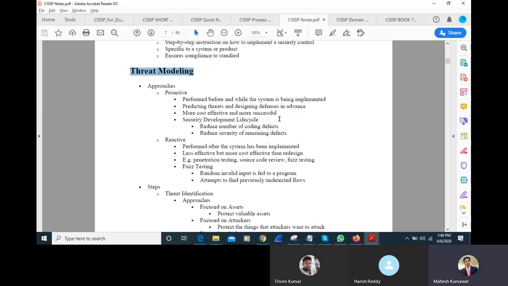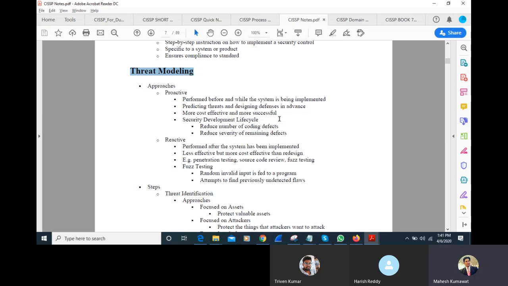Okay, so the proactive approach is performed before and while the system is being implemented. Before anything happens, you have to perform actions: predicting threats and designing defense in advance. It is more cost effective and more successful. So most of the time we should always take a proactive approach. Before the incident happens, we need to fix the solution. At the same time, it reduces the number of coding defects and reduces the security of remaining defects.